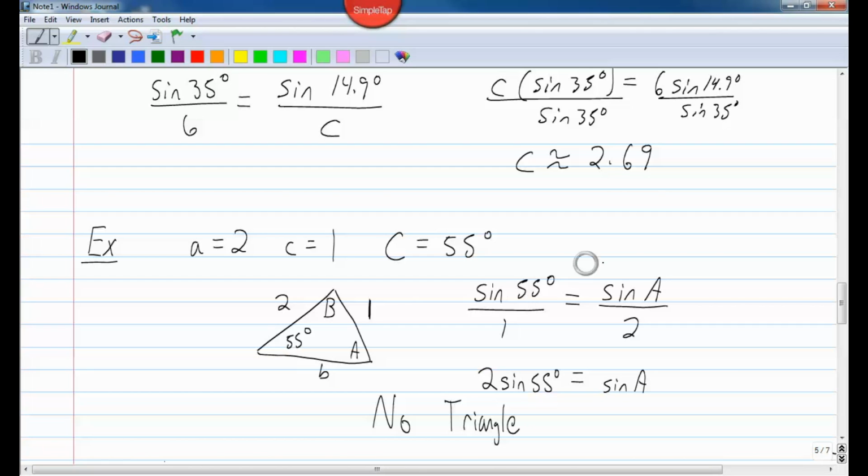Alright, so set up your proportion, cross multiply, solve for angle A, then use the inverse, and you should get an error with your calculator. That means there's no triangle.